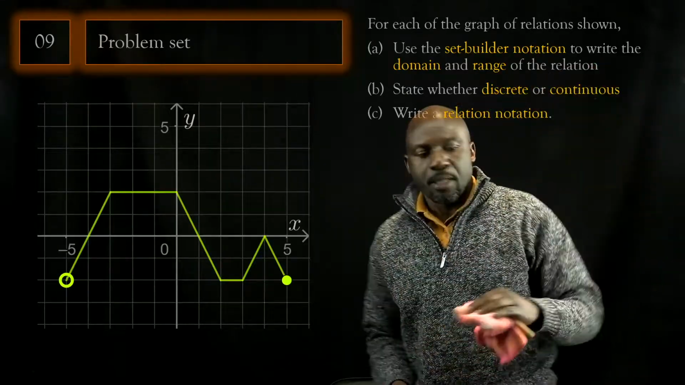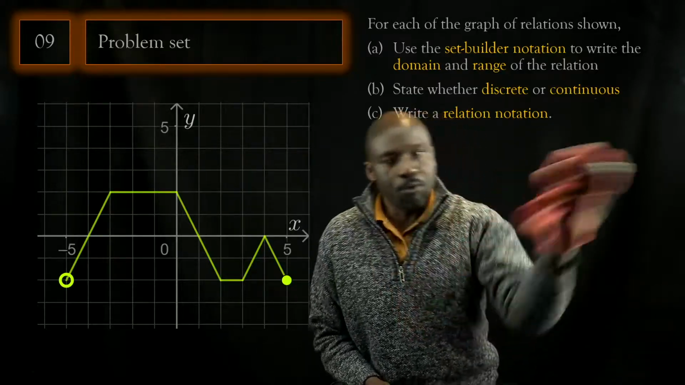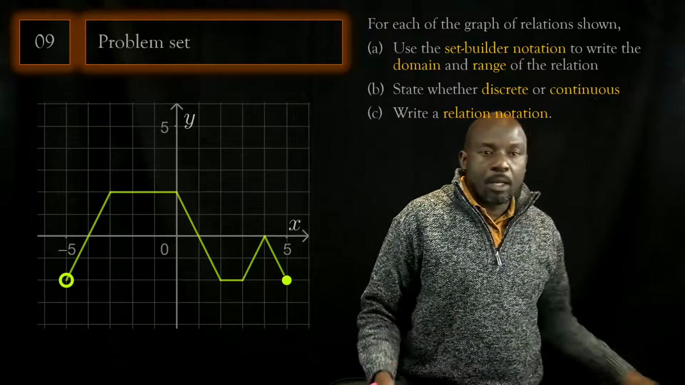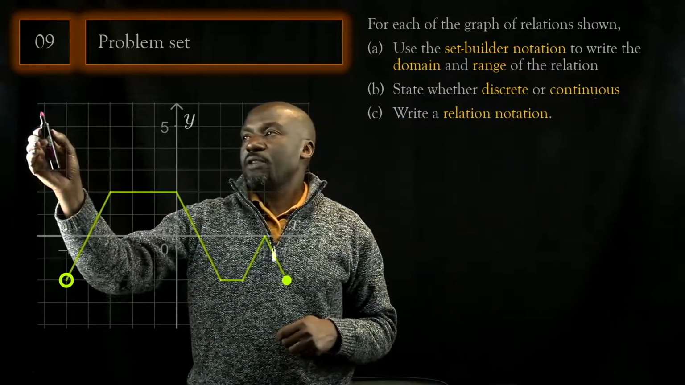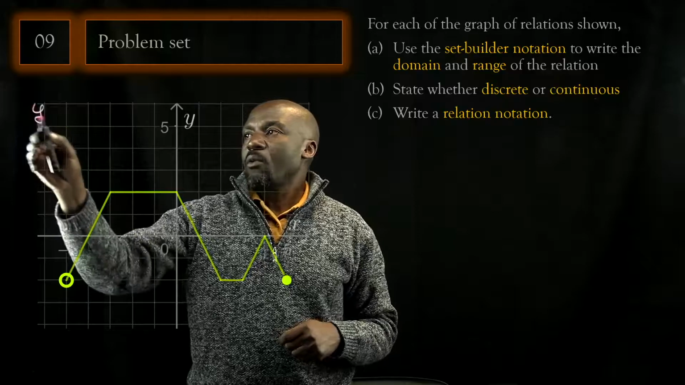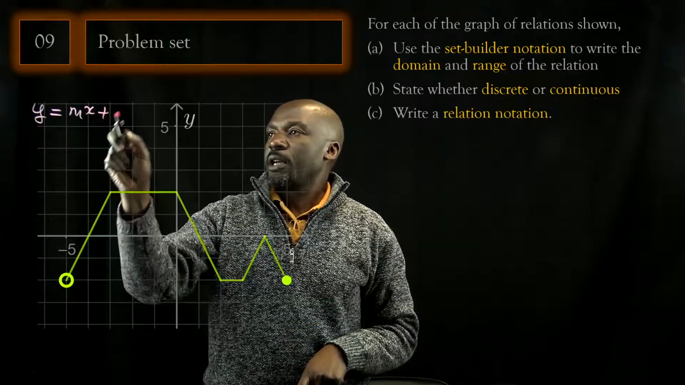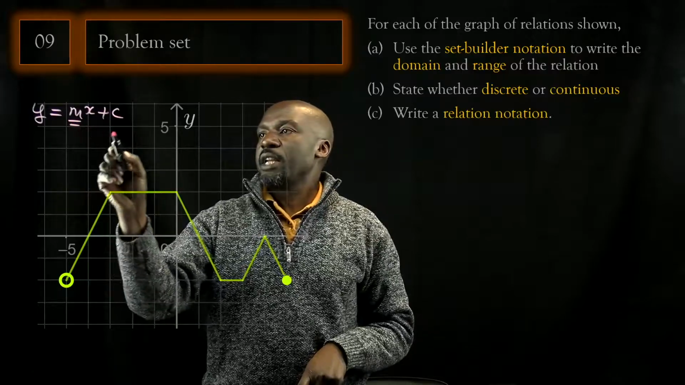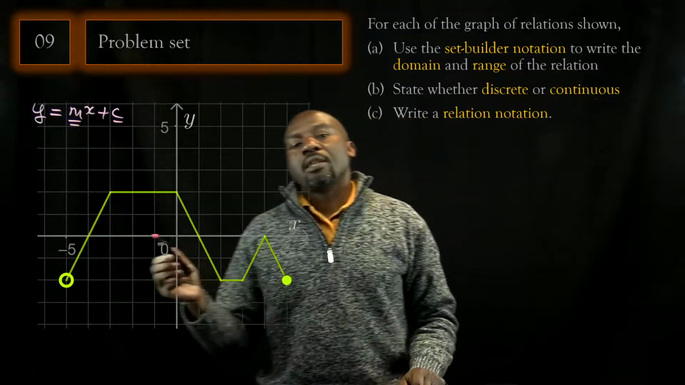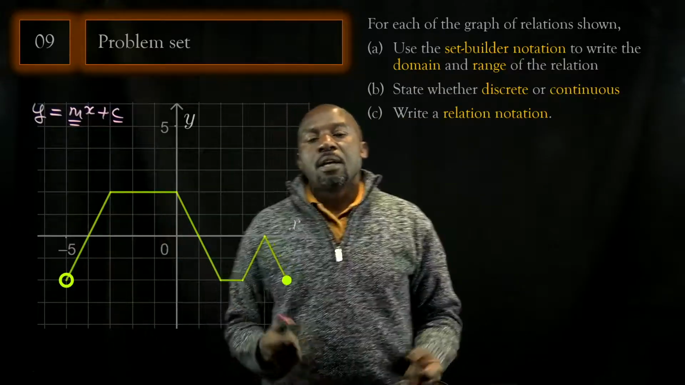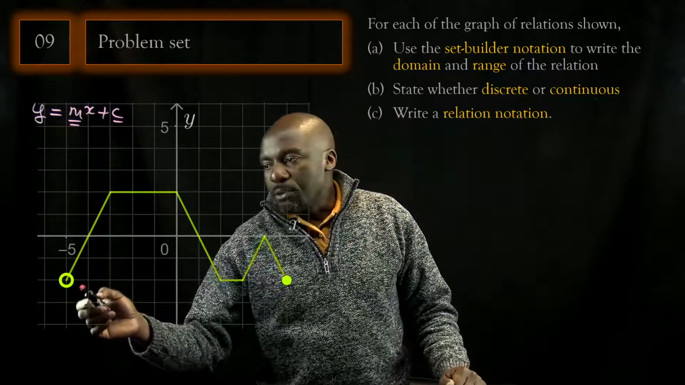If you remember the equation of a line, hopefully we can do this quickly. The equation of a line is given by y equals mx plus c, where m is the gradient and c is the y-intercept. So what we need to do is to find the equation of each section of the line. This should be straightforward. We can see that this line passes through this point here.